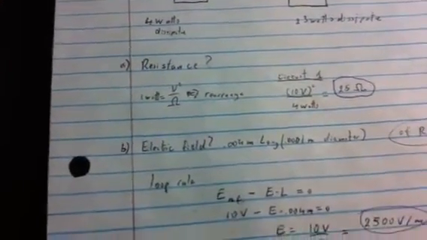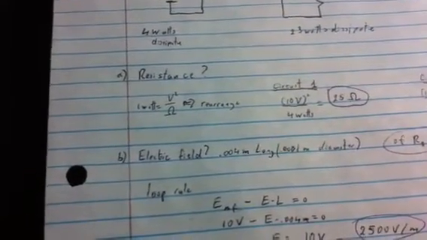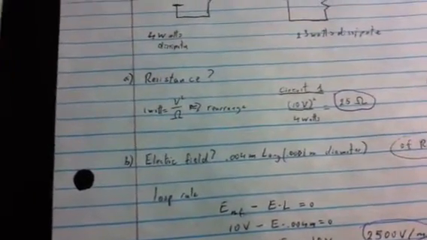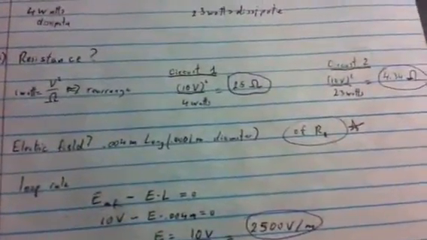So it's important to know that power in watts is equal to volts squared over omega, which is resistance. So if we just rearrange that formula, we could figure out the resistance for both circuit 1 and circuit 2. So that's what I did there.